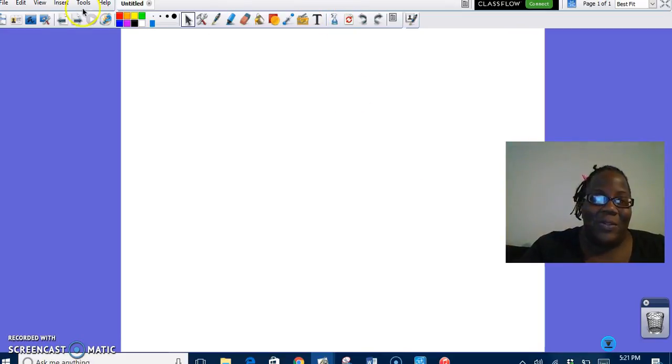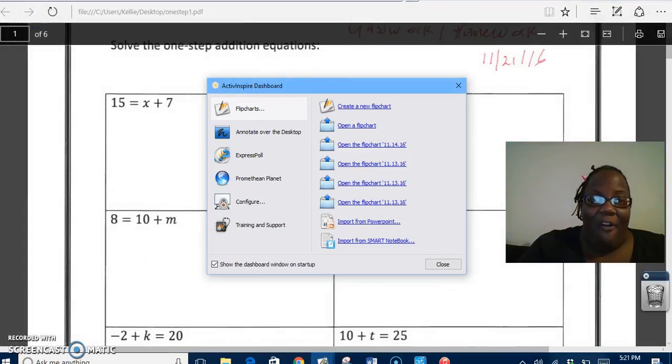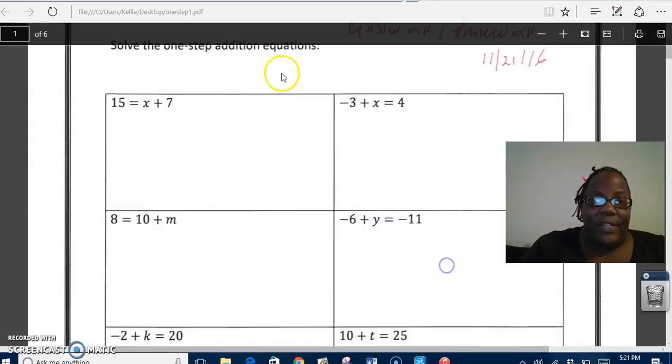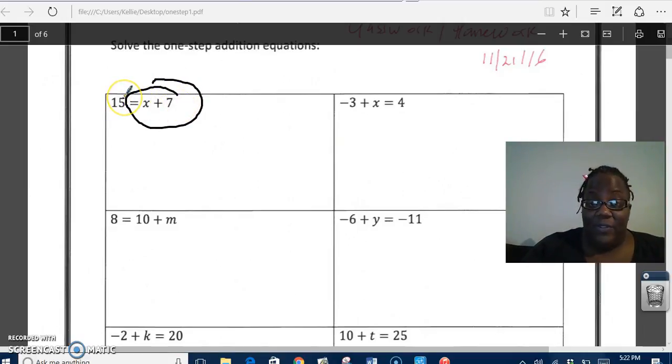Now that my program is up, let me go ahead and get started. I don't need that. But now I can write. Okay, so these are one-step equations. Now, the point of this is to get x by itself, okay? Here's the actual problem. 7 plus x equals 15, okay?